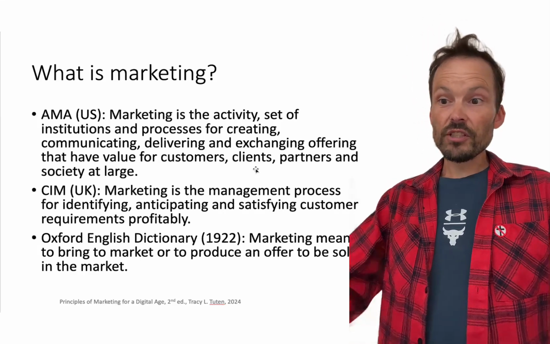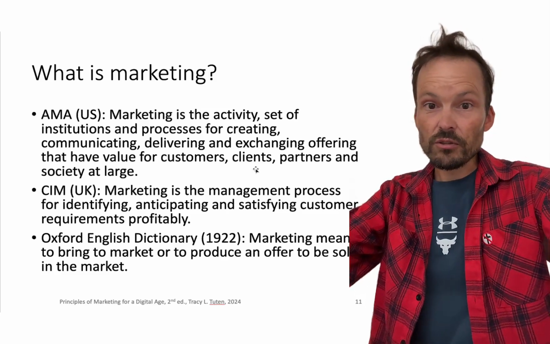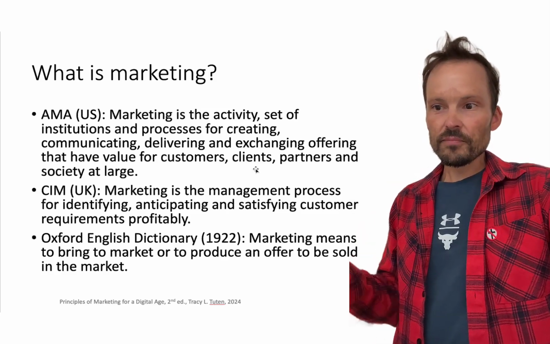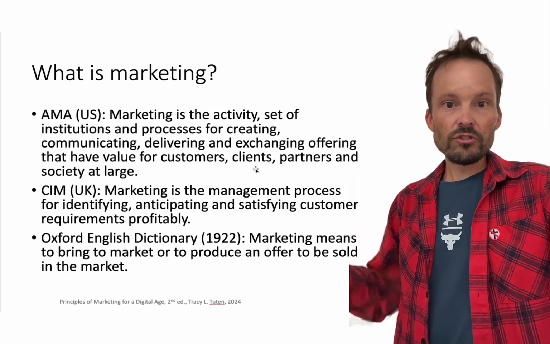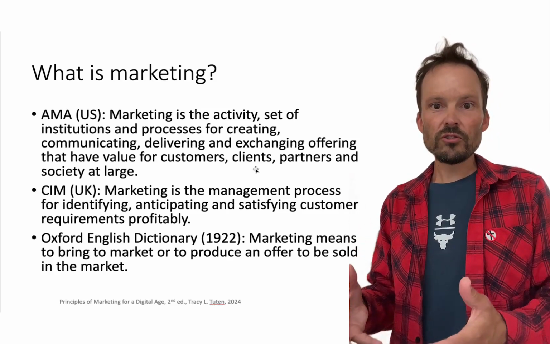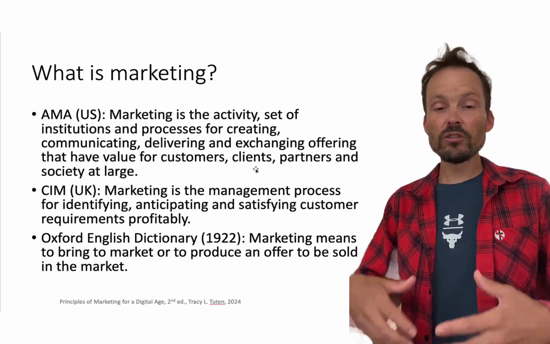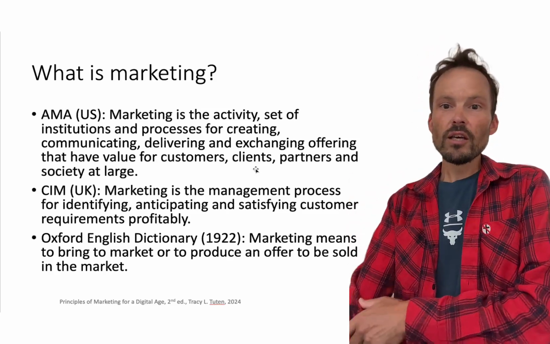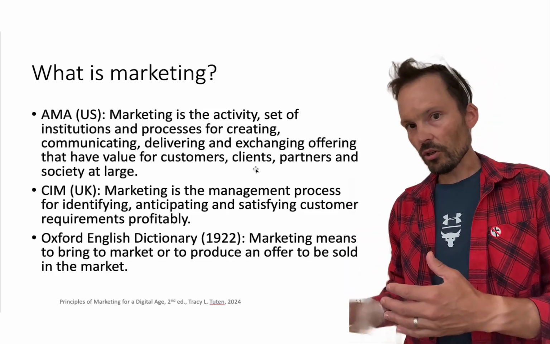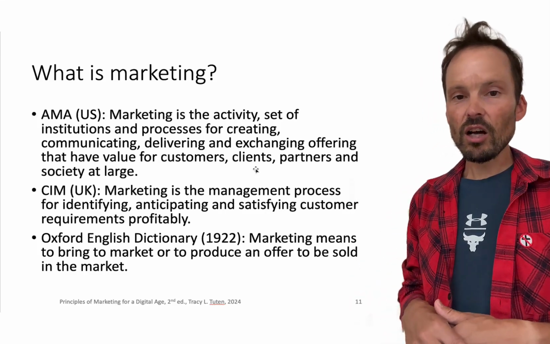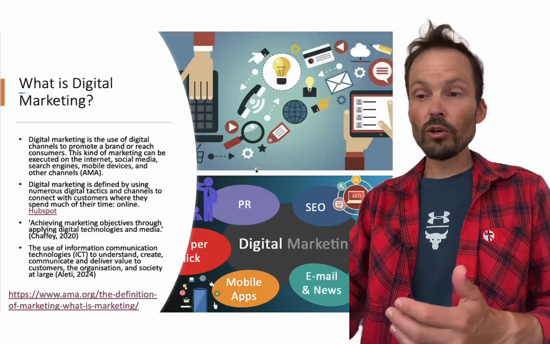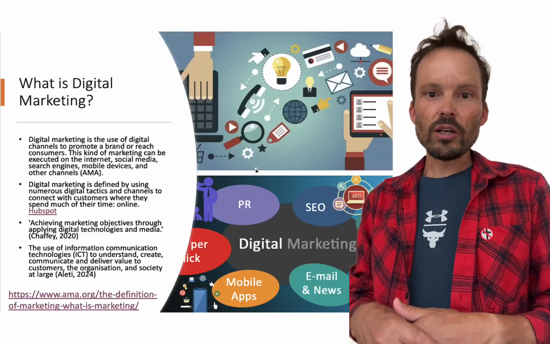If you look at the older definitions, such as the one here from the Oxford Dictionary that goes back to 1922, marketing means to bring to market, and to produce an offer to be sold at that market. So it's a matter of producing something that the market needs and wants, understanding what customers need and want, and then bringing that product to market and having that exchange of value. So we're creating value for our customers and also for society at large, which is at the very, very core of marketing. So from there we can start looking at, okay, so what is digital marketing?